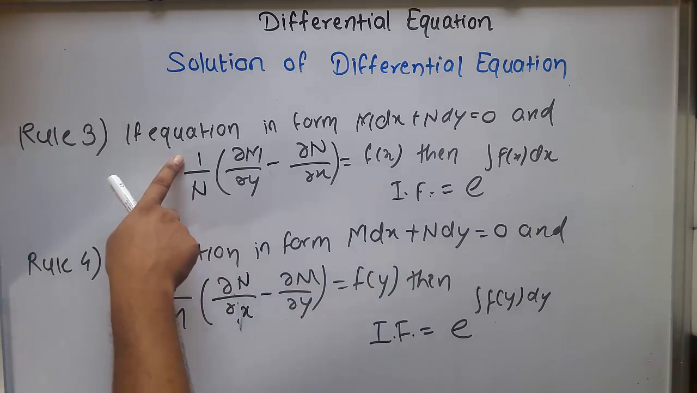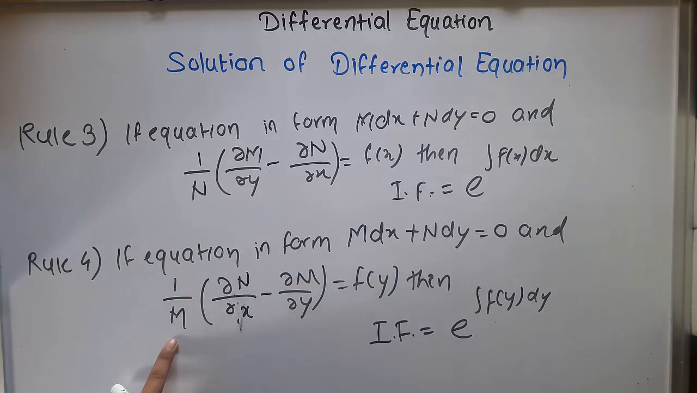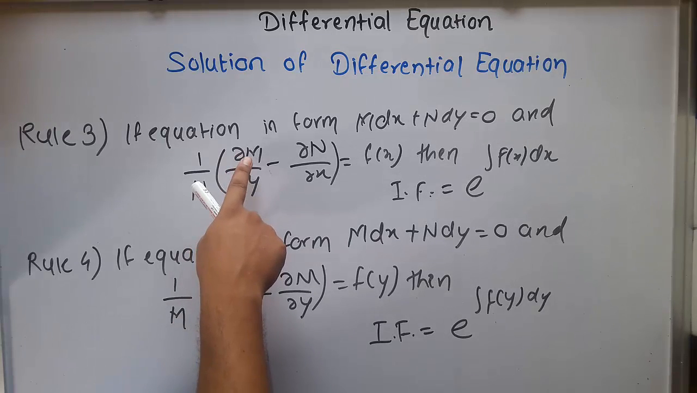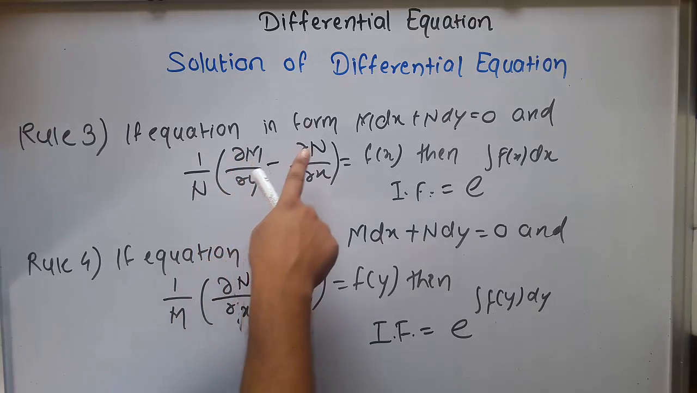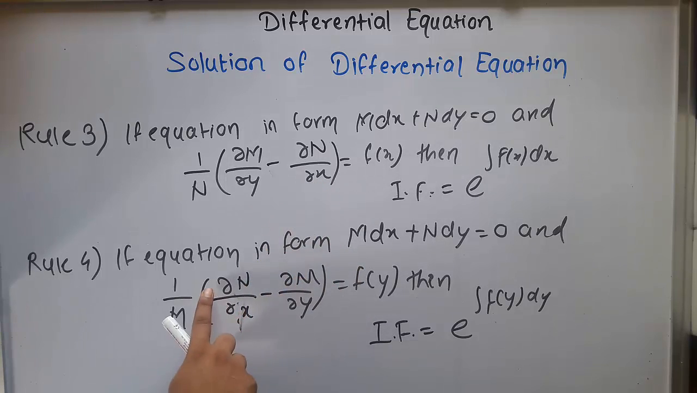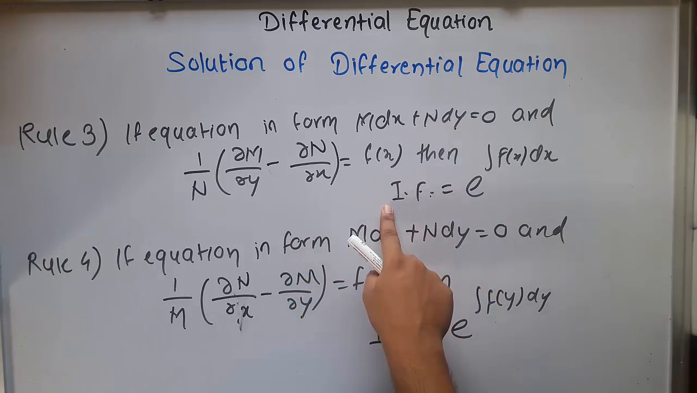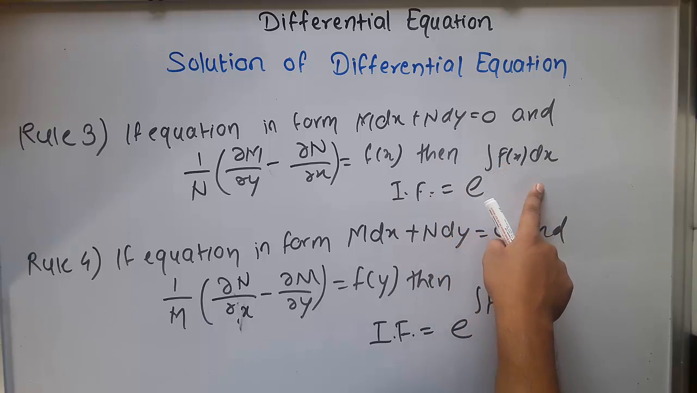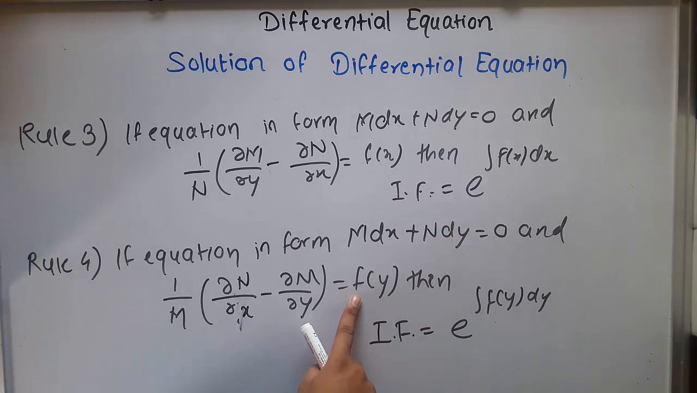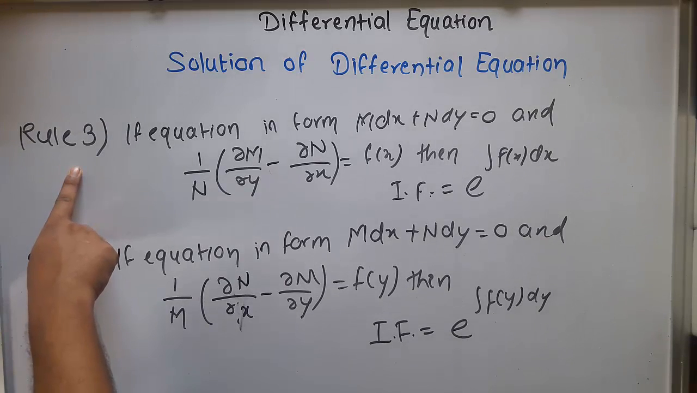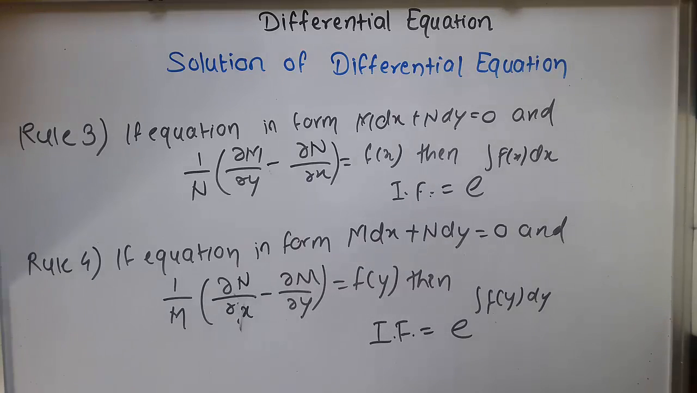The difference is that in place of 1 by n, here we have 1 by m, and in place of del m by del y minus del n by del x, it reverses to del n by del x minus del m by del y. If we have a function of x, then the integrating factor will be e raised to integration of f of x dx, and if we find f of y, then the integrating factor will be e raised to integration of f of y dy. These are rules 3 and 4. I will show you an example of rule 3, then you practice rule 3 and rule 4.